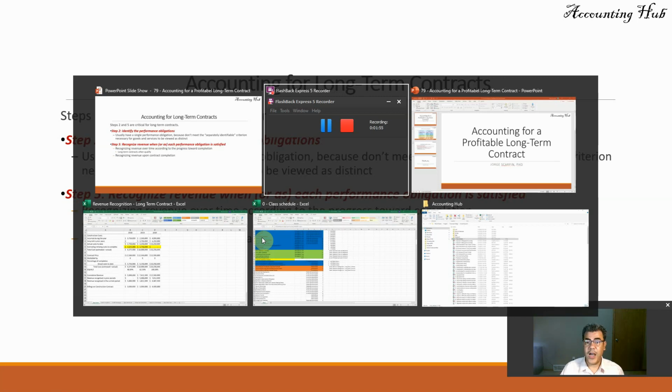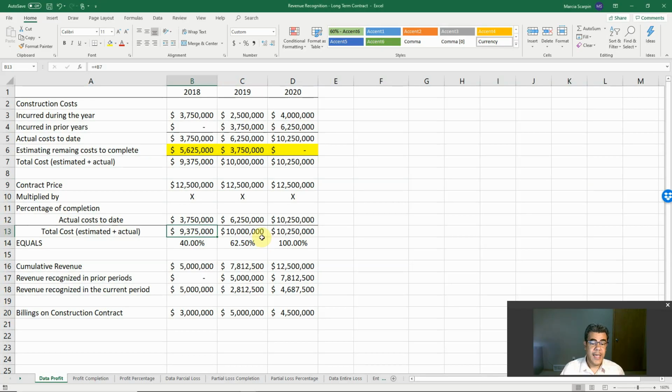Okay, so let's go to our Excel file. And here we have data for profit, partial loss, entire loss. So we have the data for all of our three videos here. So let's consider we are constructing an office building. And the contract price is $12.5 million. And it will be done in 3 years.